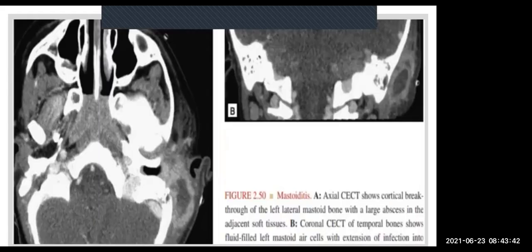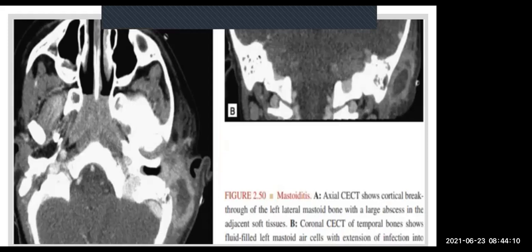So what does it look like on CT? Basically this. Let's have a look. A is the axial CT, and B is the coronal CT. Contrast enhanced. Cortical breakthrough on the left mastoid, with large abscess in the adjacent soft tissue. So that's basically what they're looking at there. And then you're looking at a similar thing on this side.